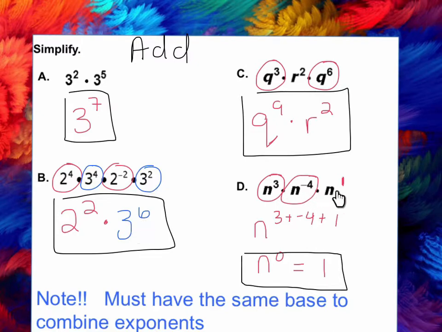And here, they're all the same base of n, but the exponents are a little funky. This one is missing a 1, and so what's there? An invisible 1. So I'm going to add up all of the exponents. I get n to the 0, and I can go further, and n to the 0 would be 1. Okay, hopefully you got the correct answer. If you didn't, then go ahead and retry these examples.